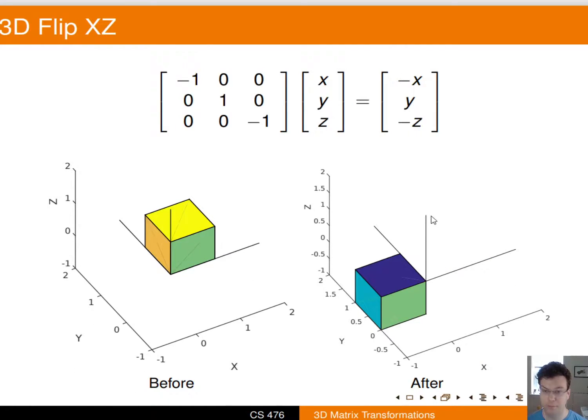You can also do flips. And here's an example where I flip the x-coordinate and the z-coordinate. So I start with this cube, flip the x-coordinate, so put that on the other side here, but then also flip the z-coordinate, so then I put it below there.